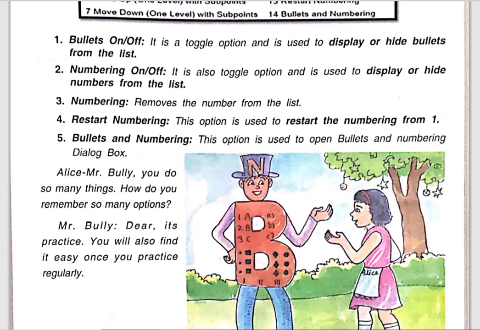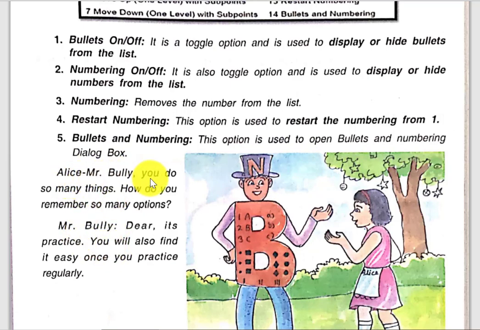Numbering removes a number from the list. Restart numbering: this option is used to restart the numbering from 1. Bullets and numbering: this option is used to open the bullets and numbering dialog box.